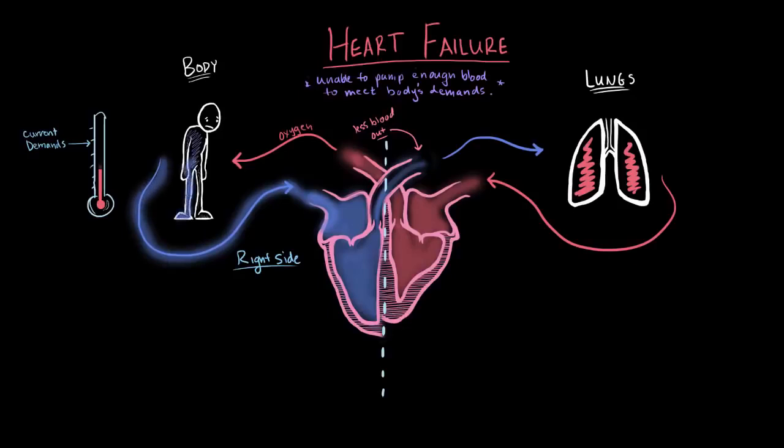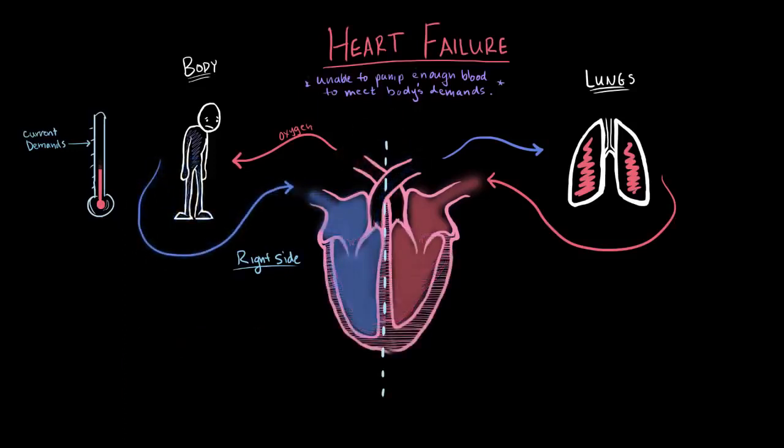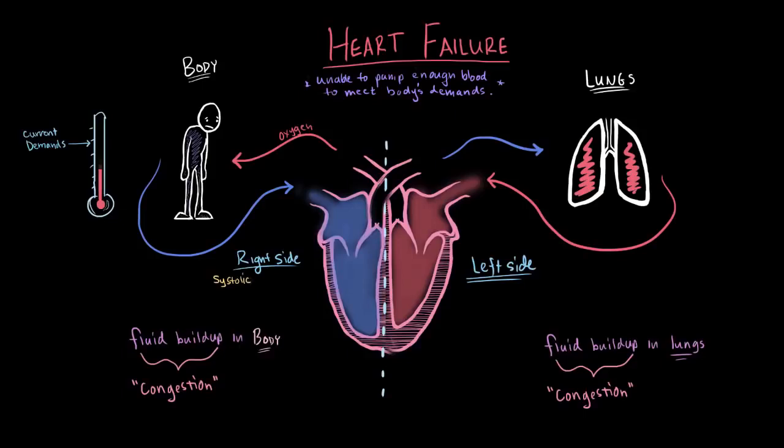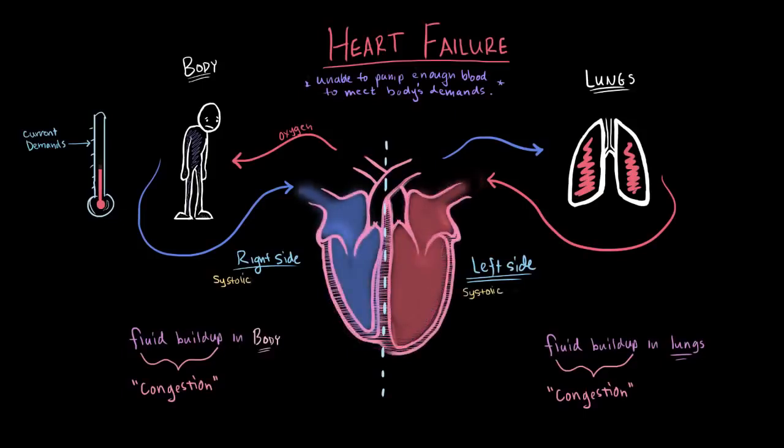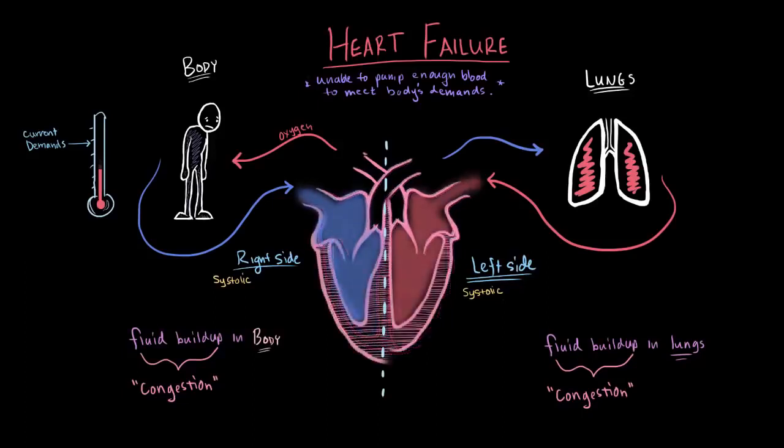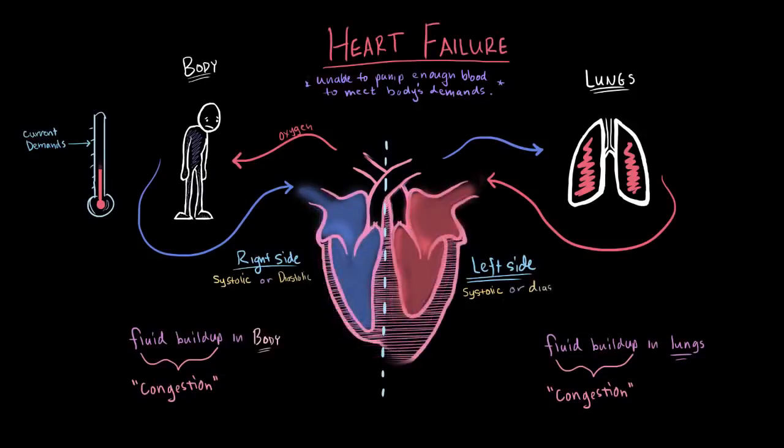So patients with right-sided failure might start getting fluid buildup in their feet, legs, and abdomen. And again, just like the left side, you have congestion or fluid buildup, but this time it's in your body instead of your lungs. As a quick recap, you could just have systolic failure on the right side, or you could just have systolic failure on the left side, and it's possible to have both. In the same way, you could have diastolic on the right side only, or only on the left side. Or you might have both. It's even possible to have a combination of systolic and diastolic failure.